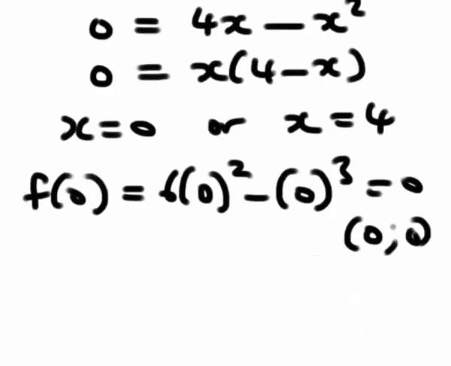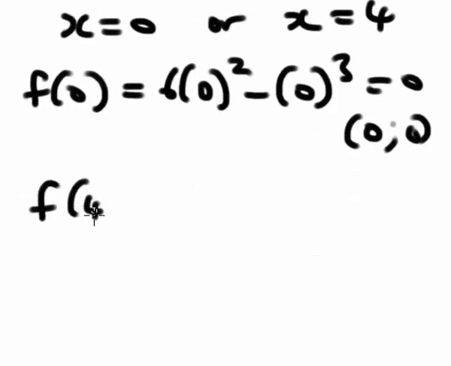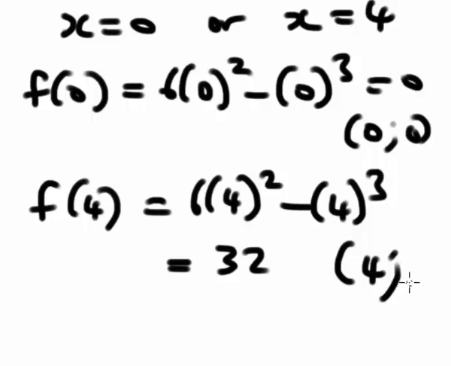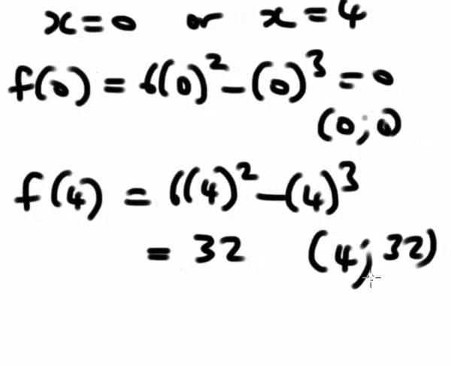And then what about the f of 4? So that would be 6 times 4 squared minus 4 cubed. And if you work that out, it comes to 32. The f of 4 would be 32. So you've got a turning point at (4, 32). It doesn't have to be perfectly drawn to scale.